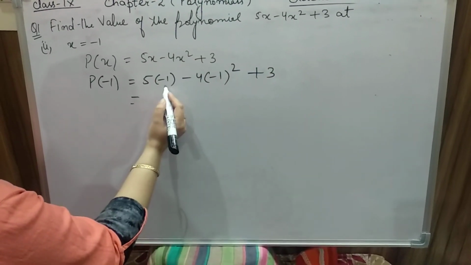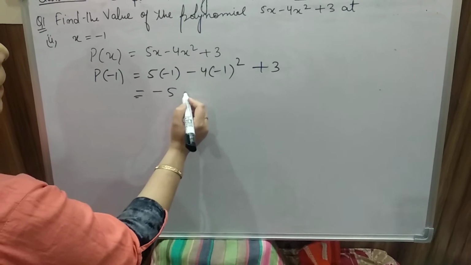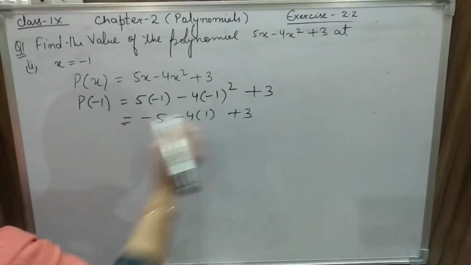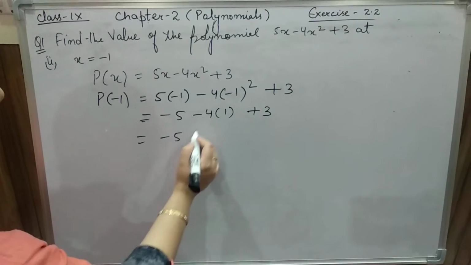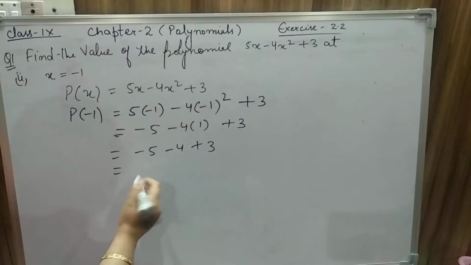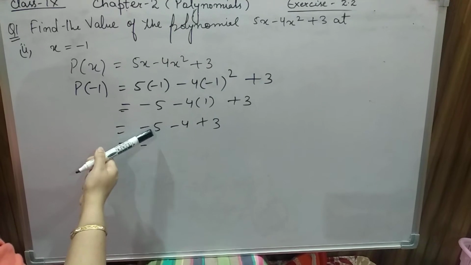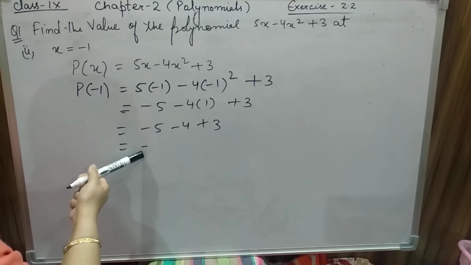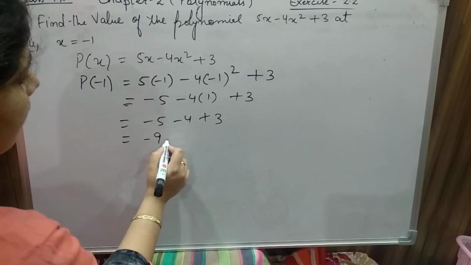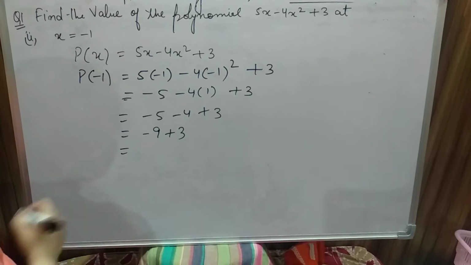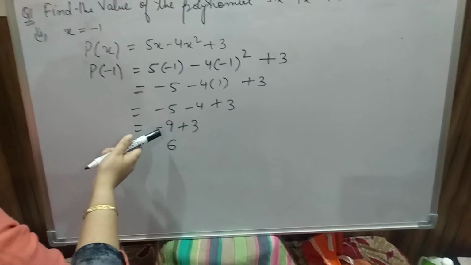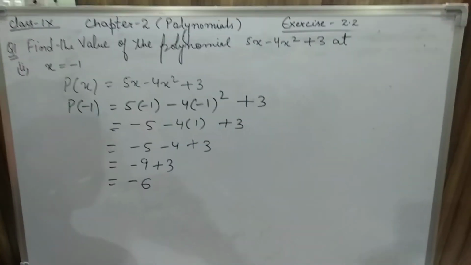Right? 5 into minus 1 is minus 5. Minus 4 as it is. Minus 1 square is 1, plus 3. So minus 5 minus 4 plus 3. You know that with the same signs we add, and the sign is that of the highest term, that is 5, which is negative. So minus 5 minus 4 is minus 9. Now again plus minus is minus, 9 minus 3 is 6, and the sign of the highest term is negative, so minus 6 will be the answer.